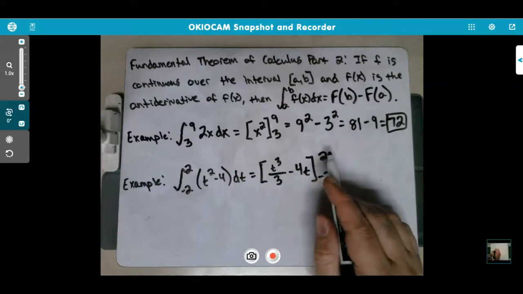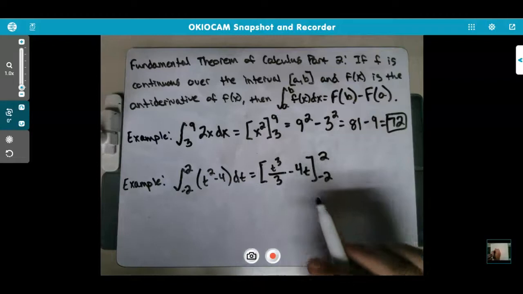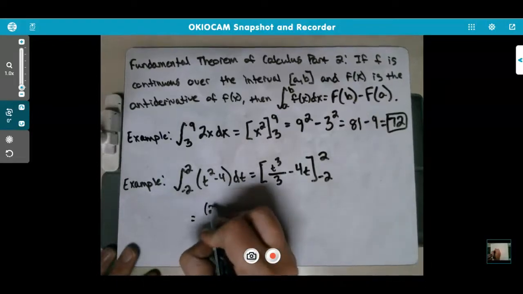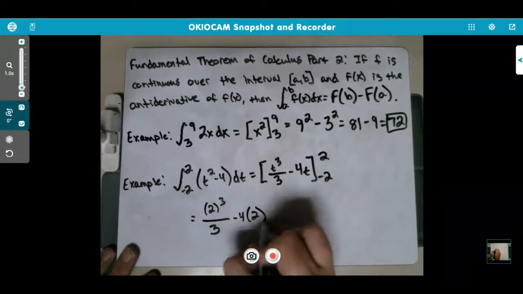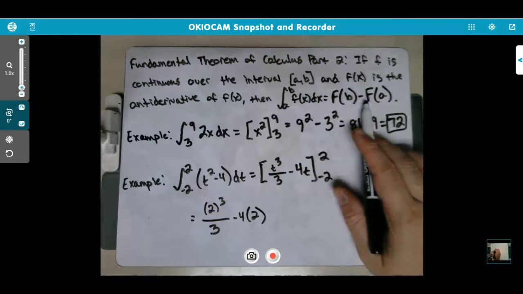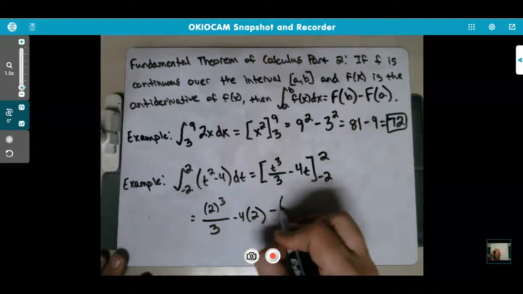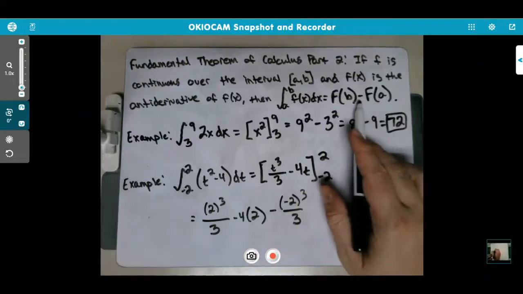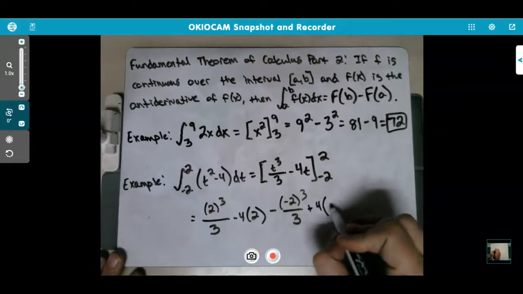So I'm going to start by plugging in a 2. So that's going to be 2 cubed over 3 minus 4 times 2. And then subtract, plug in the negative 2. So minus negative 2 cubed over 3. But I'm subtracting, which will make this a plus 4 times the negative 2.